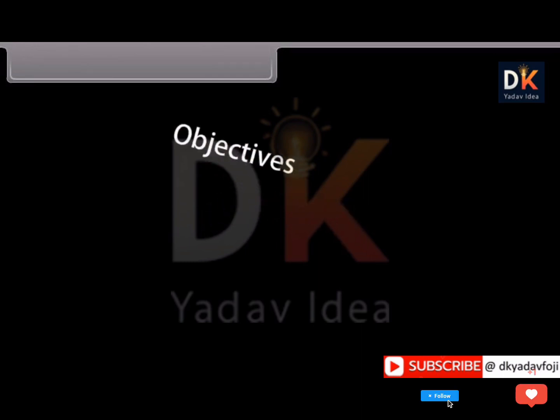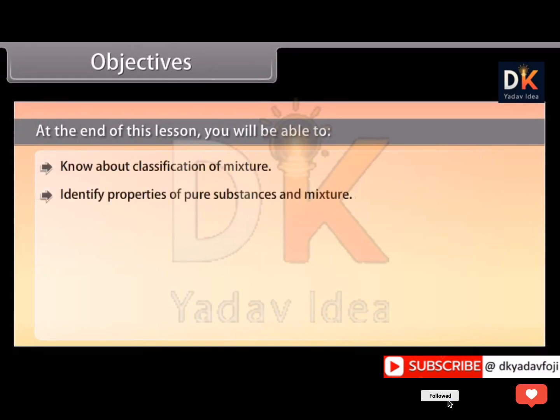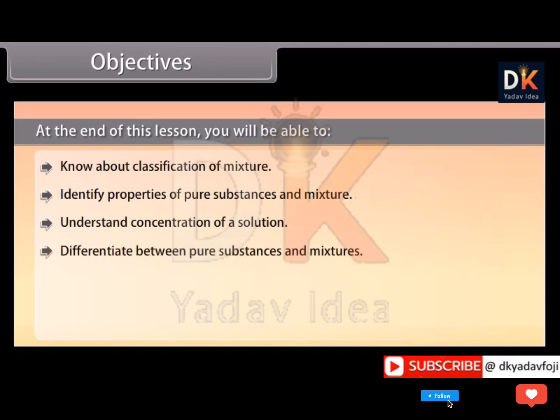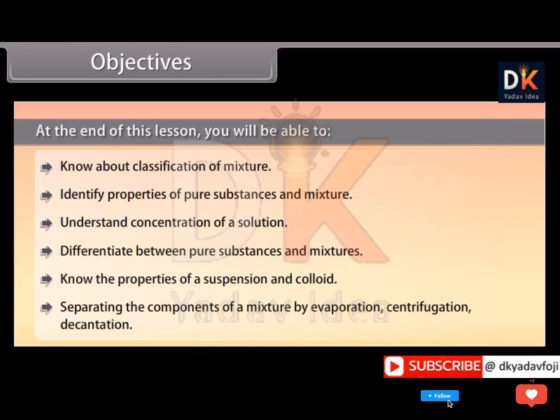Objectives. At the end of this lesson, you'll be able to know about classification of mixture, identify properties of pure substances and mixture, understand concentration of a solution, differentiate between pure substances and mixtures, know the properties of a suspension and colloid, and separate the components of a mixture by evaporation, centrifugation, and decantation.